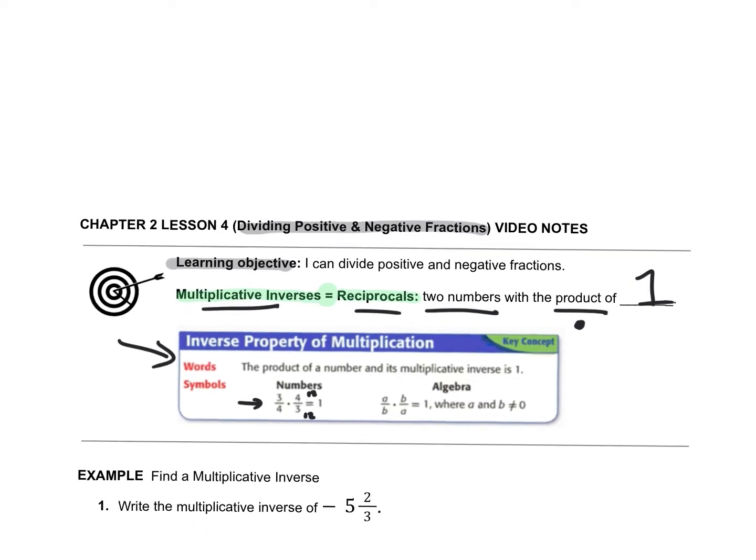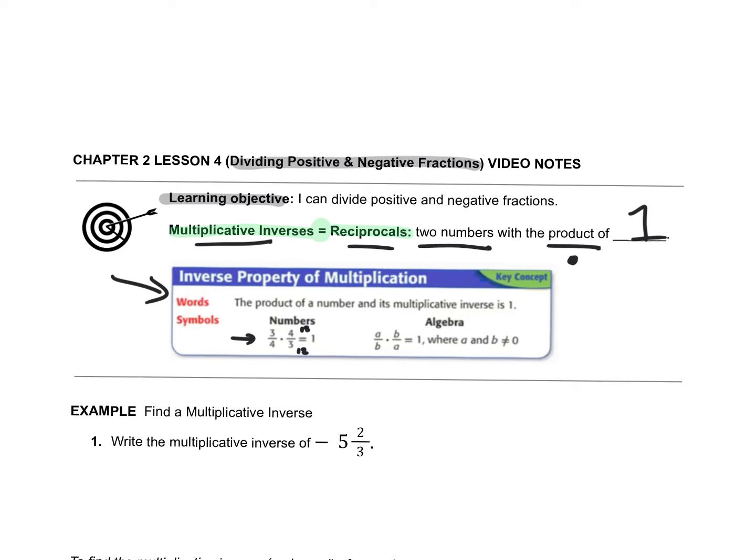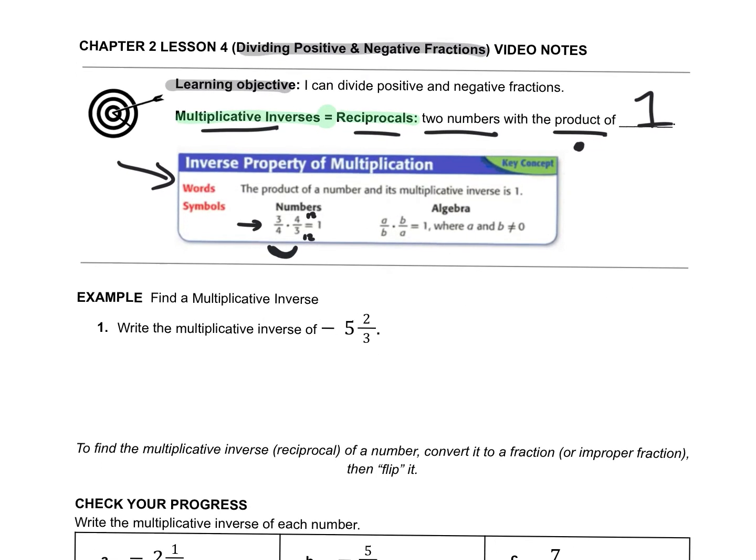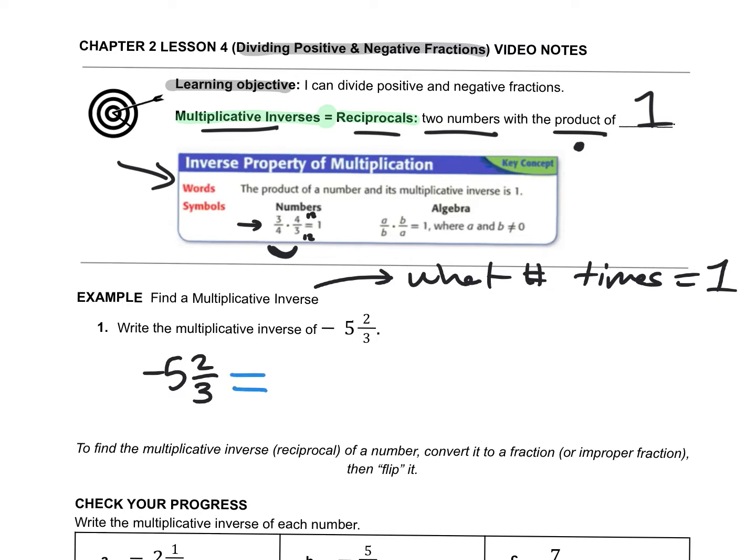A little silly name I like to call them is reflipricals because you can tell they're just flipped around when they're just regular fractions. So we're going to practice that first. When it says find the multiplicative inverse, it really means what number times this is 1. So if I have -5 2/3, well, first of all, I can't do its reciprocal. I have to first change it to an improper fraction, because to multiply fractions, I need them in that form. So I have to change it first.